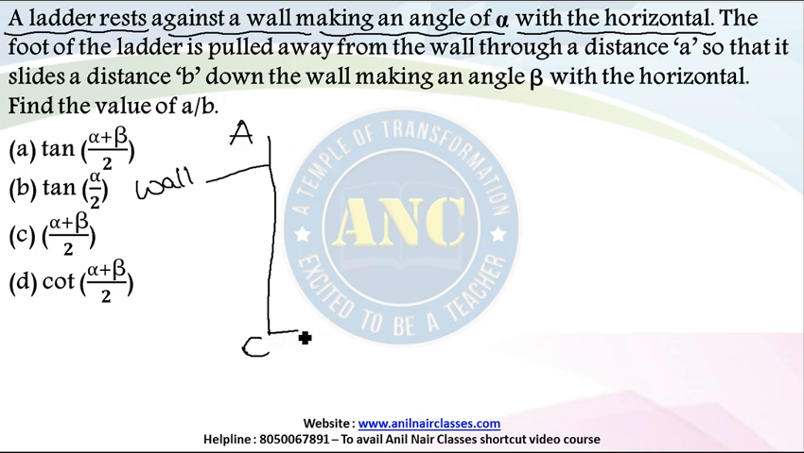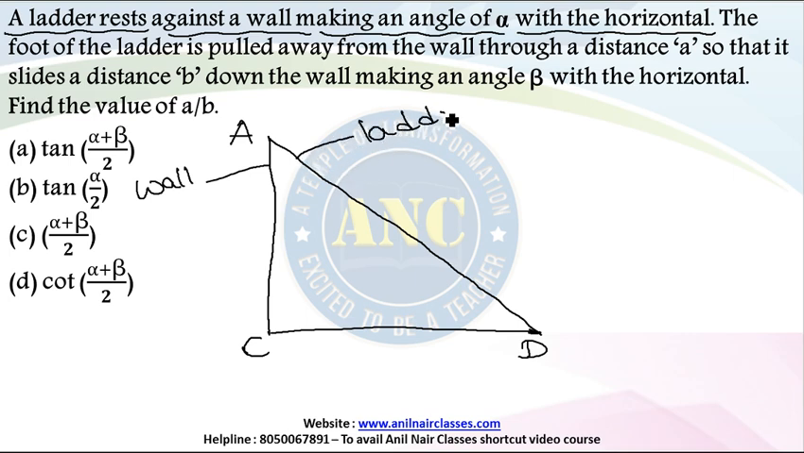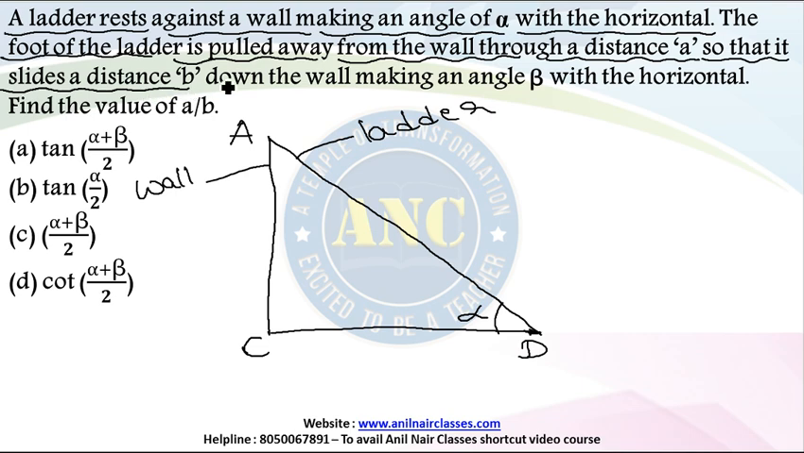the horizontal. This is the horizontal line. Let me call it CD. And the ladder is nothing but AD. AD is nothing but the ladder. This ladder is resting against a wall AC, making an angle of alpha with the horizontal. Angle D is alpha. Next, the foot of the ladder is pulled away from the wall through a distance a, small a, so that it slides a distance b down the wall, making an angle beta with the horizontal.